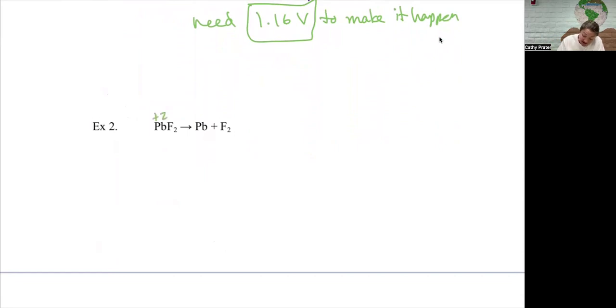Within this compound, lead is +2 and fluorine's -1. So this is my reduction and this is my oxidation. Cathode minus anode. I need to find lead 2 to lead on here. Negative 0.13. And the fluorine reaction, because it's an oxidation, goes in the opposite direction, but I find the reaction way up here at the top at 2.87.